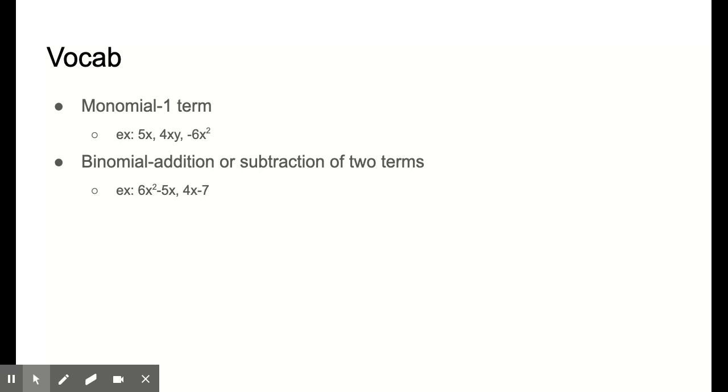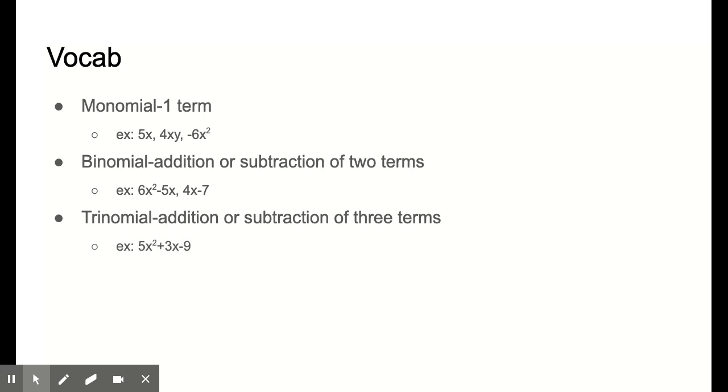Then we have what's called a trinomial, and that is the addition or subtraction of three terms. A couple of examples of those, or just one, would be 5x squared plus 3x minus 9. So we have 5x squared, positive 3x, and negative 9 as the three different terms.